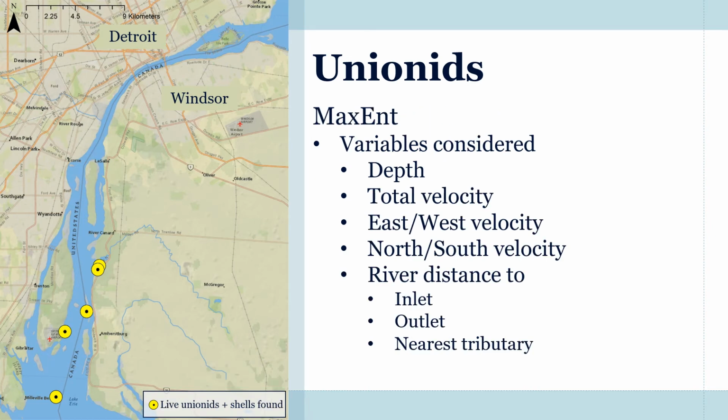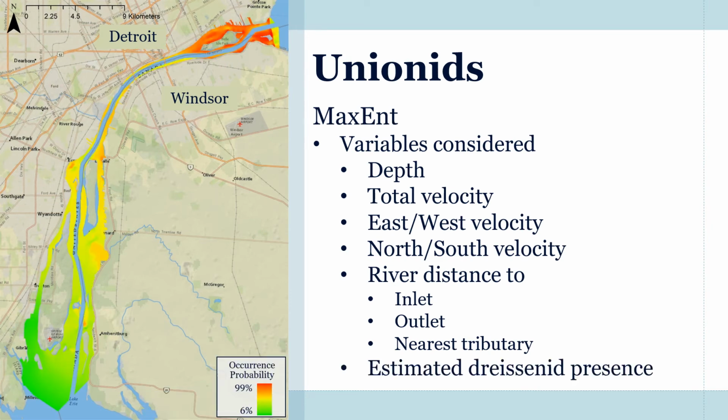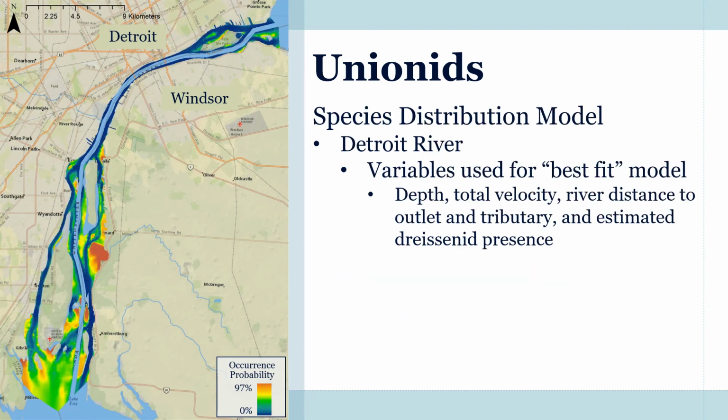Now I used Maxent and the sites where live unionids were present to create a species distribution model for the Detroit River. The variables I considered were the same as those previously described for Dreissenids, though I also used the Dreissenid species distribution model to represent an estimation of Dreissenid presence throughout the river. Within Maxent, I used the same parameters and methods as were used for Dreissenids to create the unionid model. So this is the unionid species distribution model for the Detroit River. This model used 5 variables: depth, total velocity, river distance to outlet and nearest tributary, and estimated Dreissenid presence. This model has an AUC of 0.956.